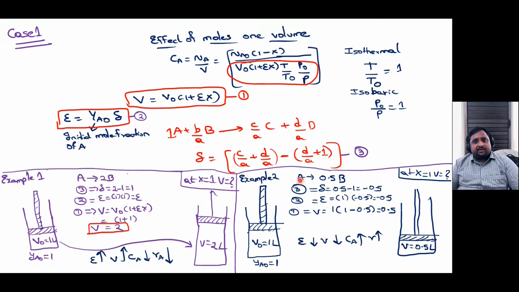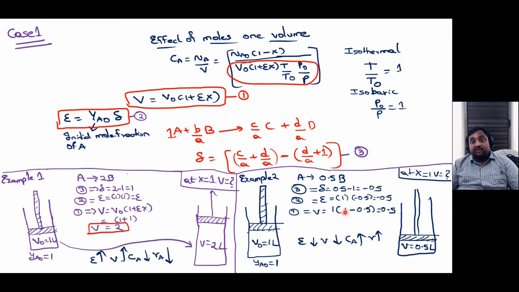Let us consider another example where epsilon is less than 1. Assume a reaction where A gives rise to 0.5 moles of B. The conditions are the same: the initial volume of the piston and cylinder assembly is 1 liter, and the mole fraction is equal to 1. In such cases, delta is equal to 0.5 minus 1, which is negative 0.5. Epsilon is equal to 1 into minus 0.5, which is minus 0.5. So my final volume, according to this equation, if you substitute the values, is 0.5.